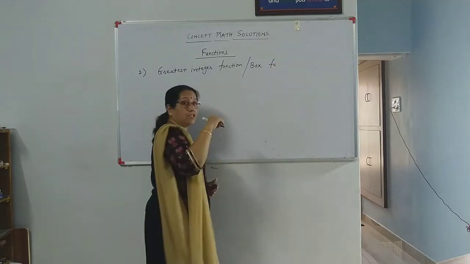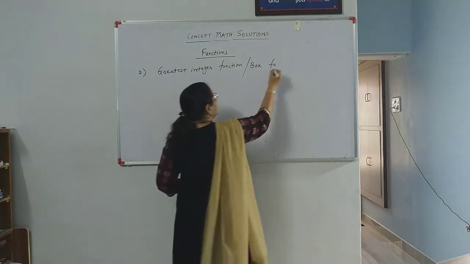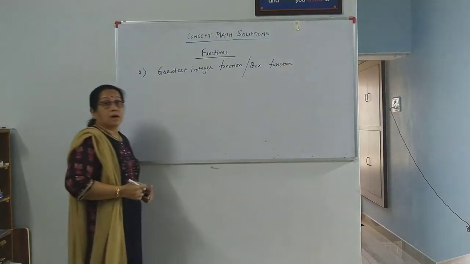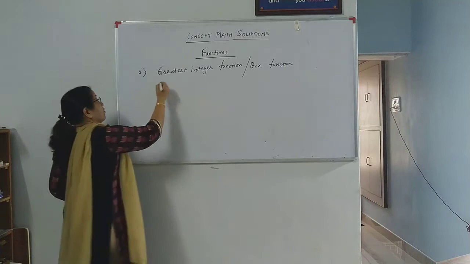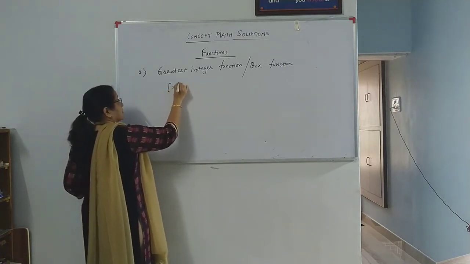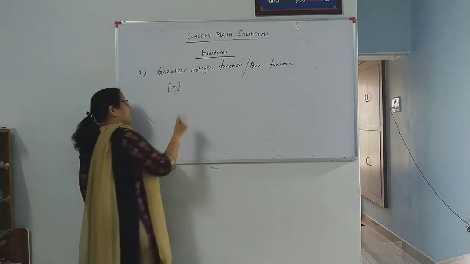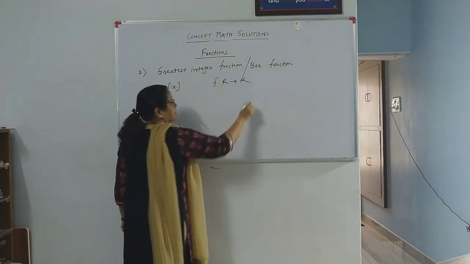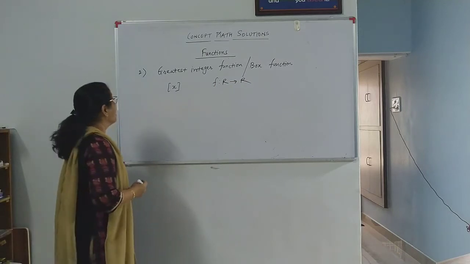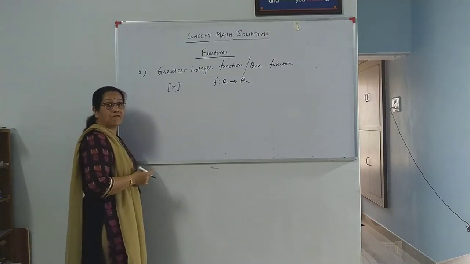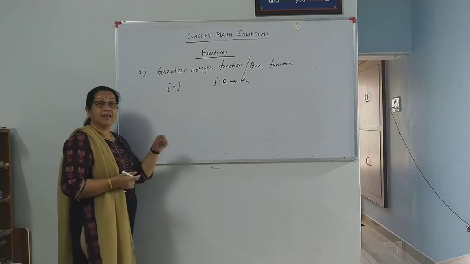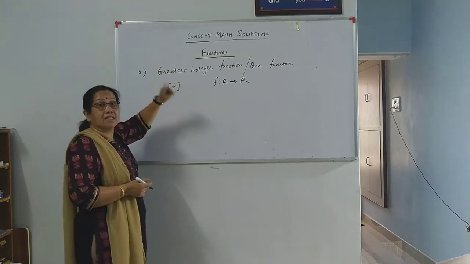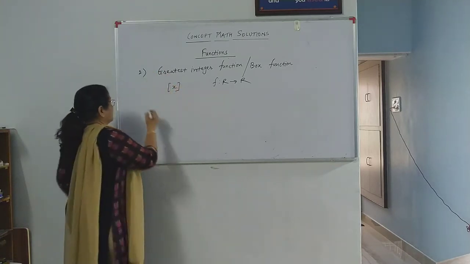Like the modulus function is also called the absolute function, this is called the box function. Box function is denoted as this. That's also a real valued function, so domain is R, codomain is R. Box function is defined as the greatest integer less than or equal to.